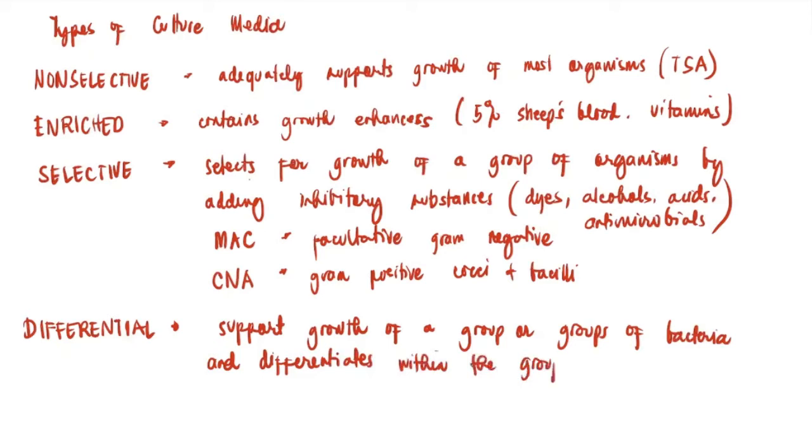Okay, so earlier I mentioned that most differential media are also selective media. So let's use MacConkey again as an example. MacConkey is selective because it does not allow gram-positive organisms to grow. At the same time, it is differential because we are able to differentiate between lactose fermenters and non-lactose fermenters with the use of MacConkey agar. Okay? So those are the examples of the types of our culture media.